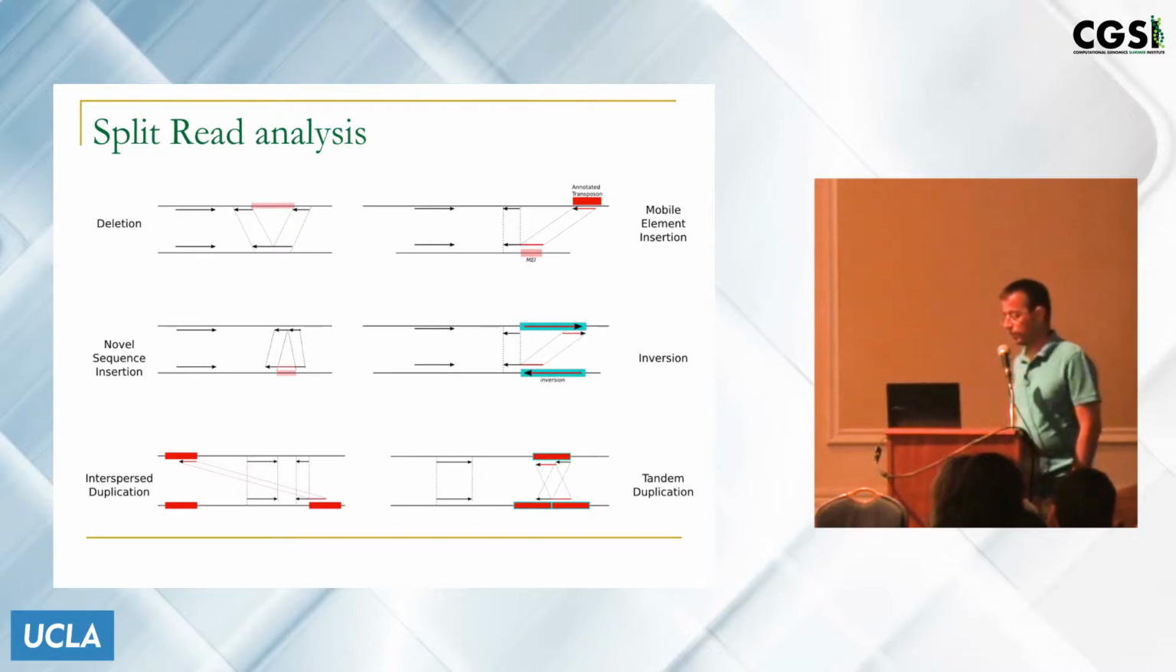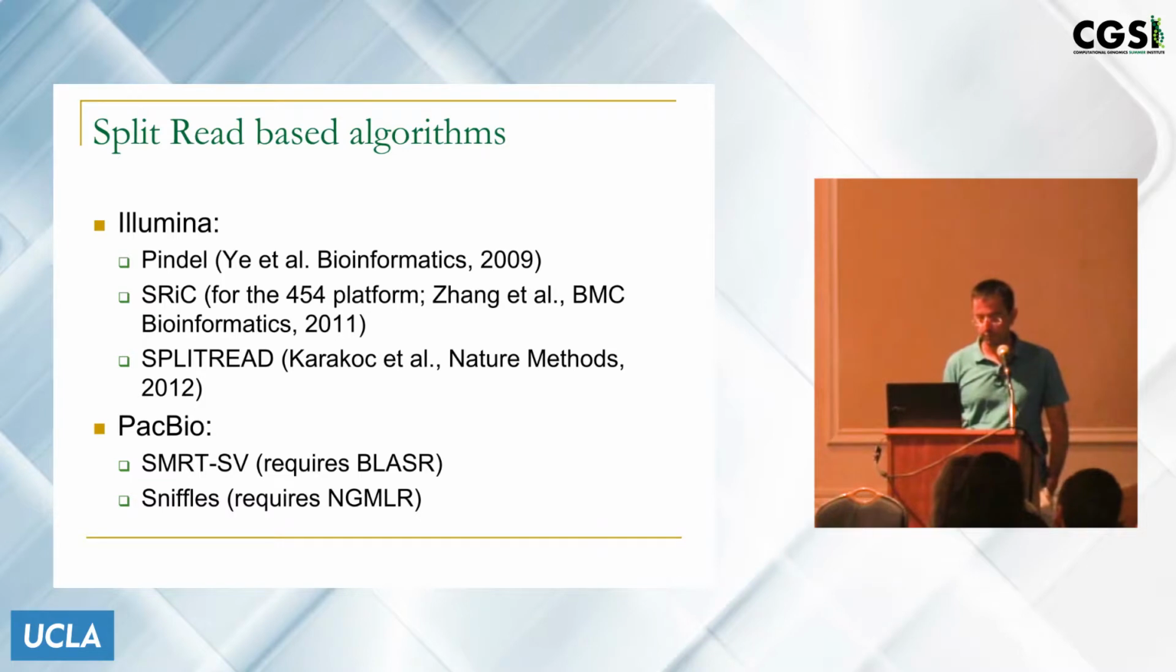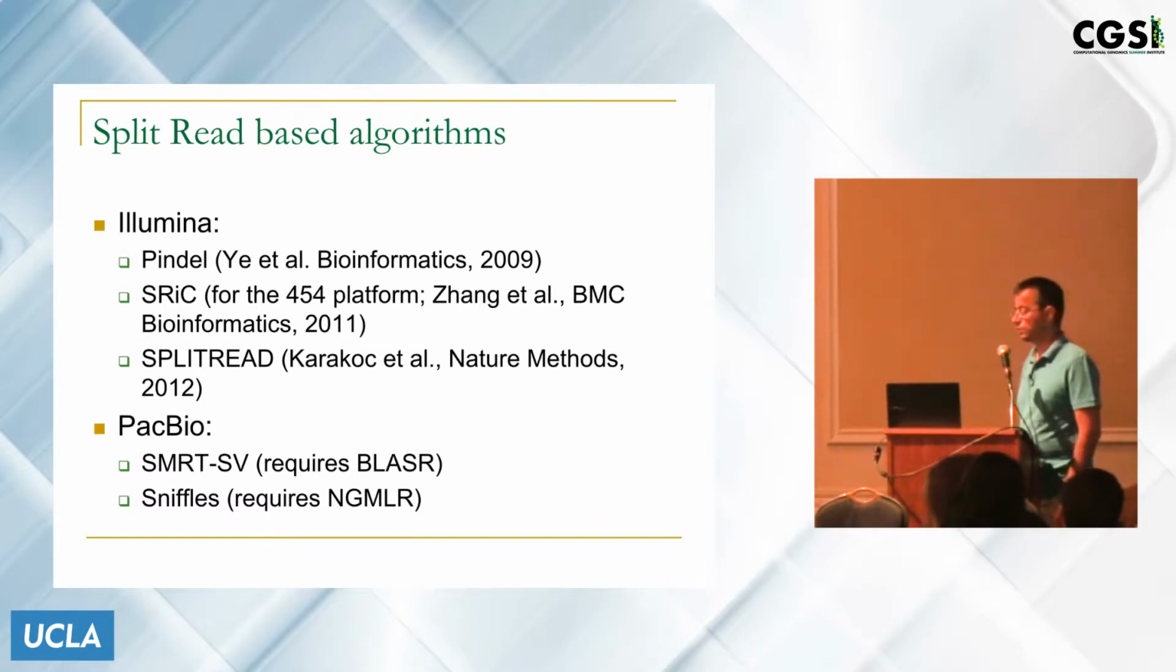There are a lot of split read based algorithms out there. The first one was from Kaye, published in Bioinformatics in 2009, Pindel, and then there are others. Strick was for the 454 platform. Maybe most of you didn't even hear about it. It doesn't really exist anymore, the 454 platform. We also developed a split read method for exome sequencing in 2012.